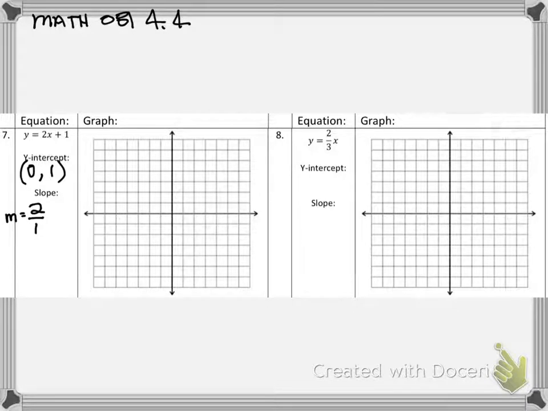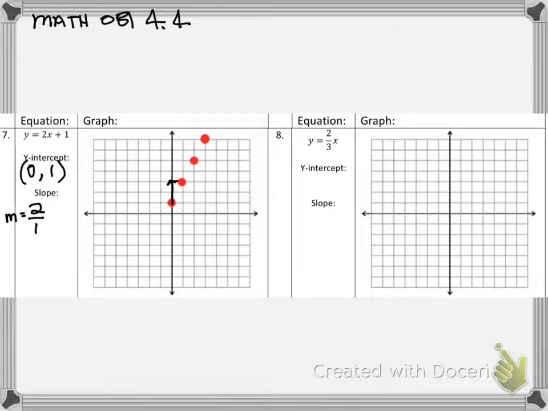So remember, we always start at our y-intercept, which is this point right here. Then we use the slope to tell us what to do. So the slope tells us to go up 2 and then over 1 unit. We continue this pattern until we run out of space.